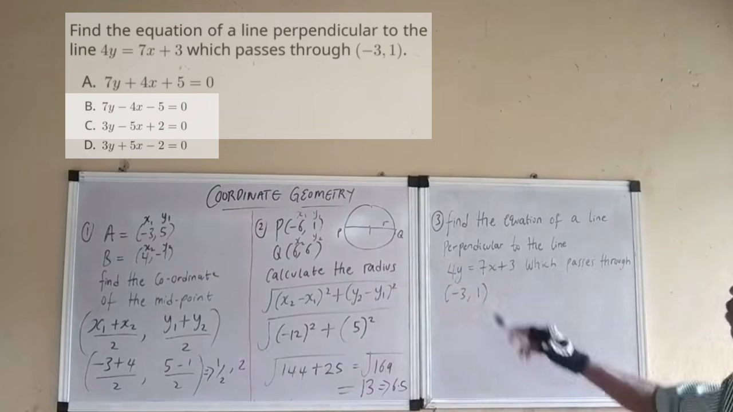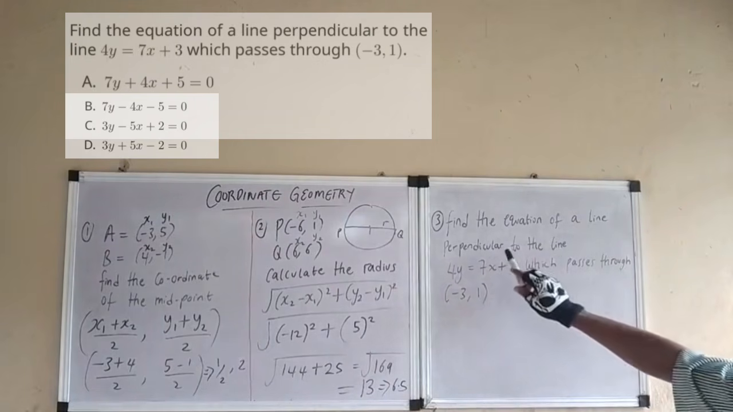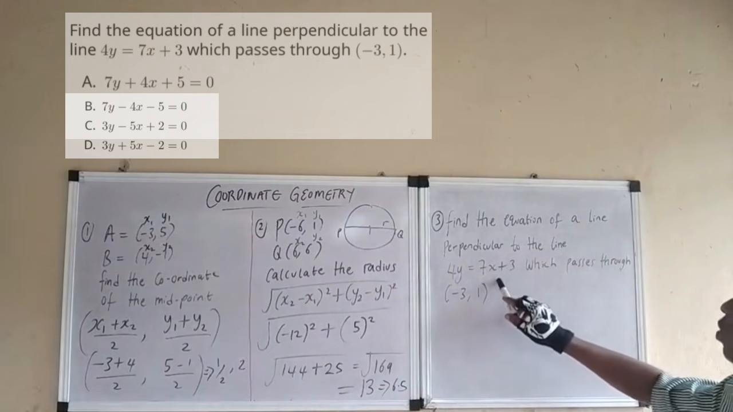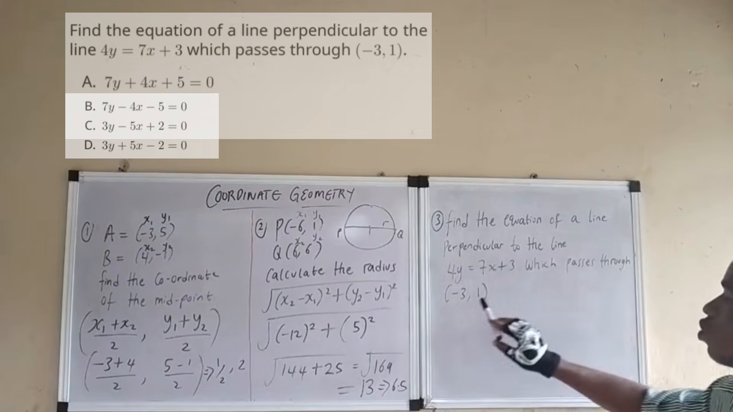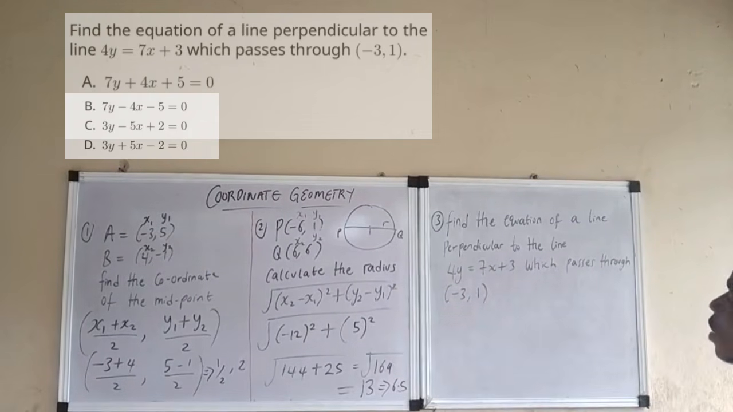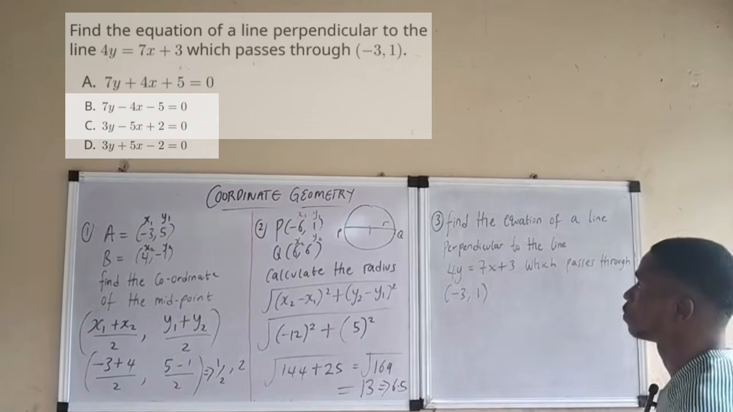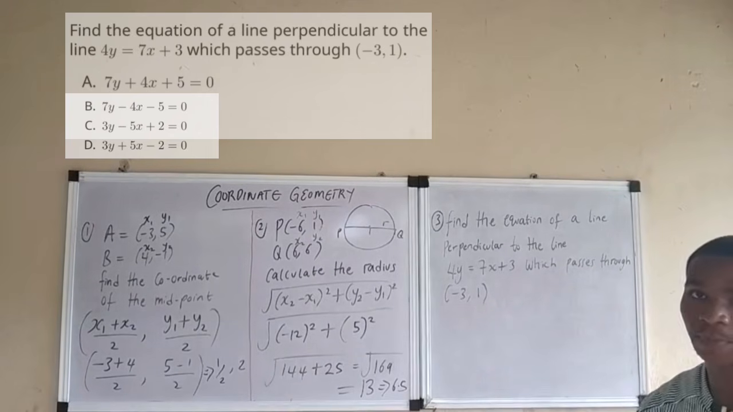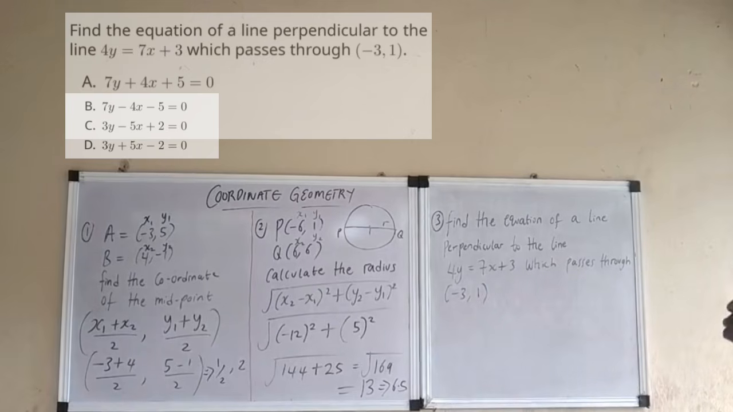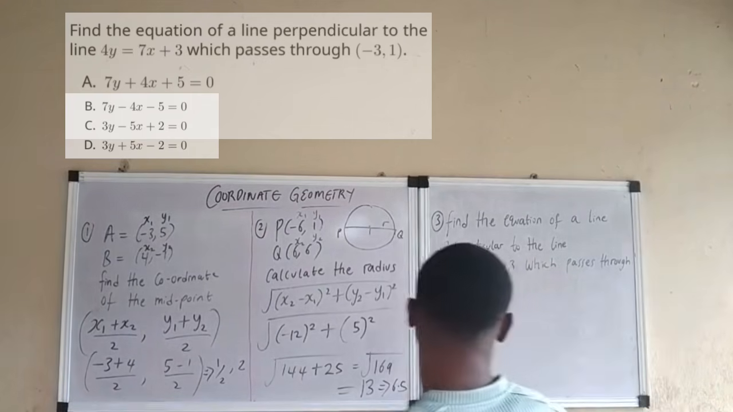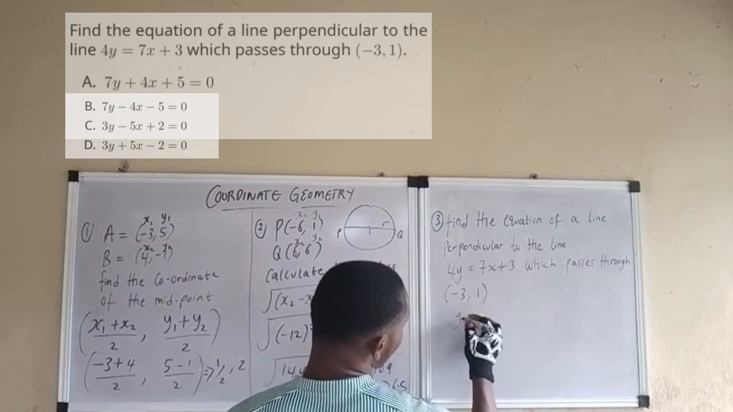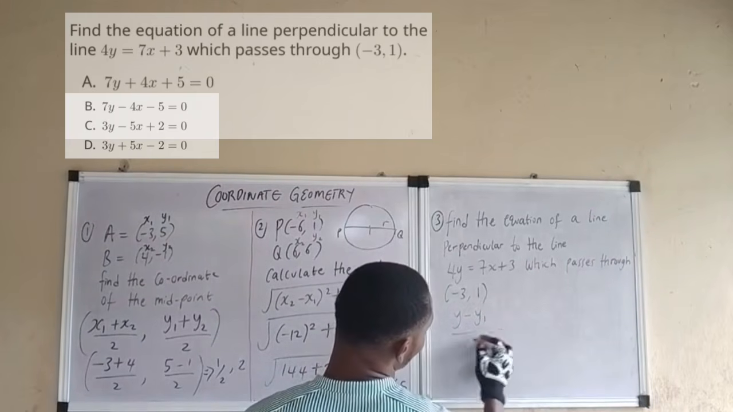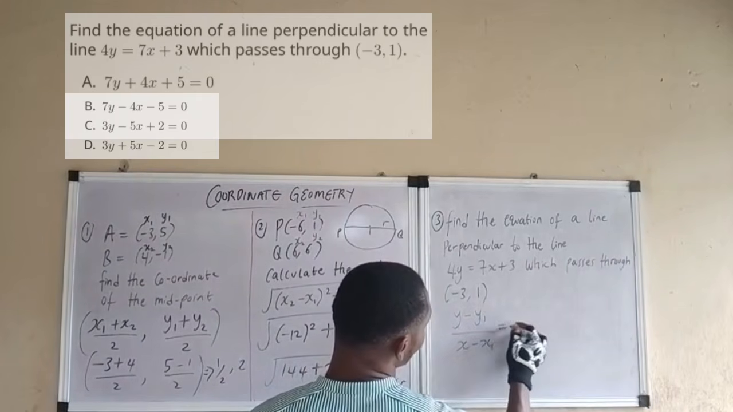Now in this question, we have to find the equation of a line perpendicular to the line 4y equals 7x plus 3, which passes through this point. Now, the formula needed to solve this question is the point slope formula. Okay? Because we have to find the equation of a line. So we need to use the point slope formula. And that formula is given as y minus y1 over x minus x1 equals m.